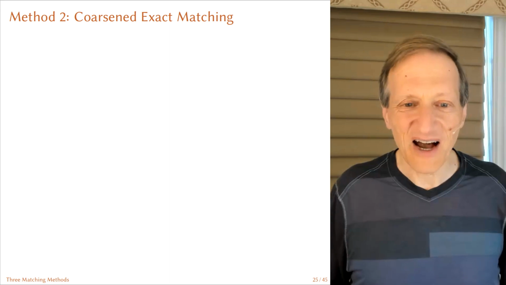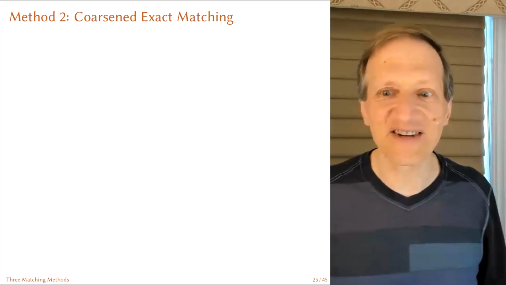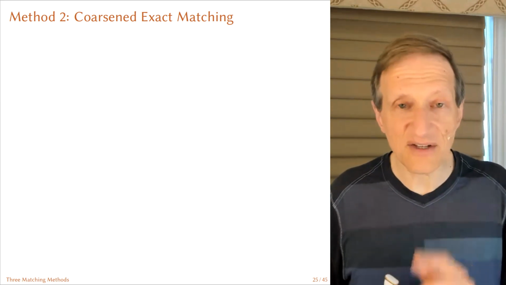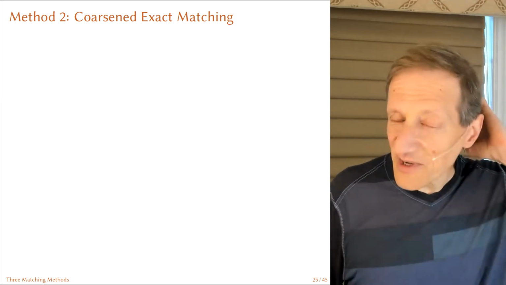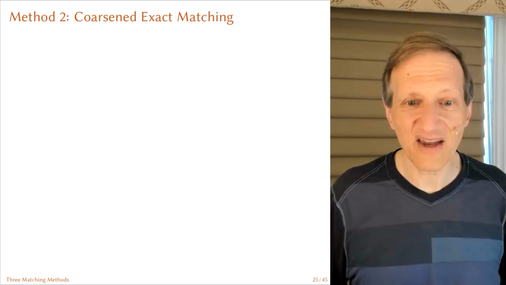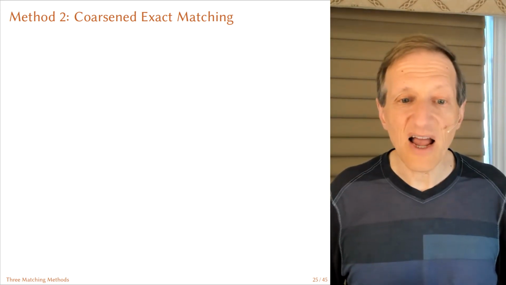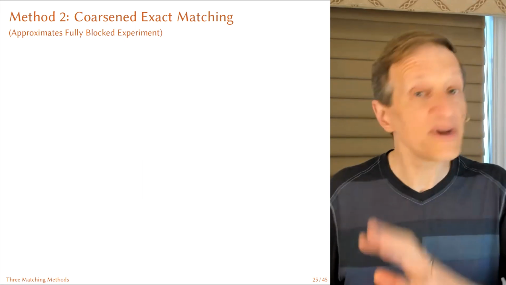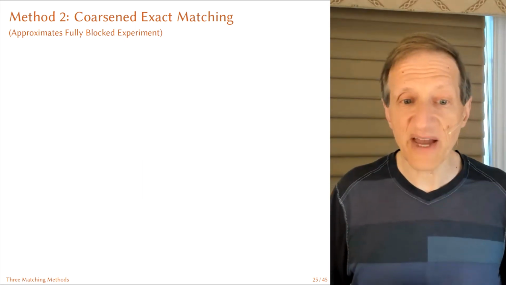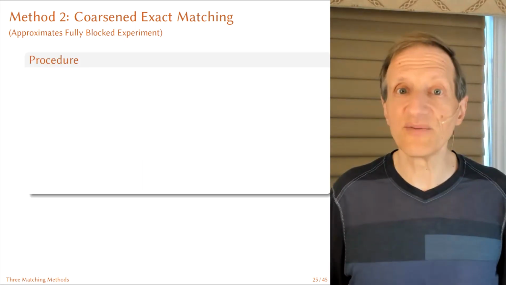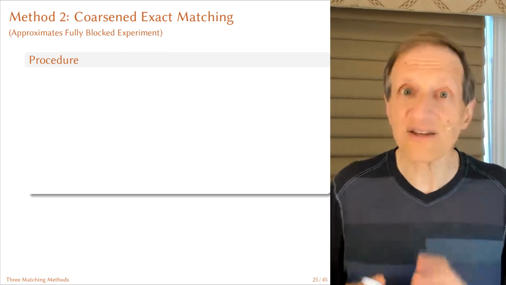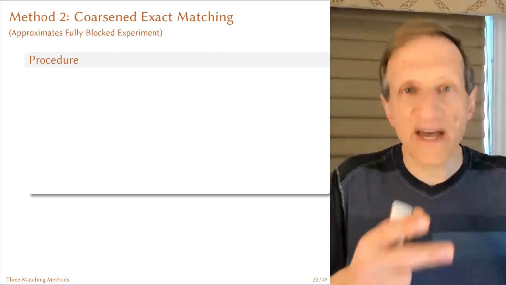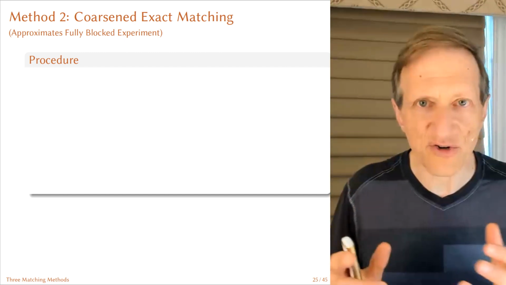Okay. Let's go to the next example. The next method is coarsened exact matching. This is the method that Stefano Iacus and Giuseppe Porro and I came up with. It also approximates a fully blocked experiment, just like Mahalanobis distance matching. I think you'll find it a little simpler and more intuitive, and it turns out to be more powerful. But Mahalanobis is still a good method. You just have to get used to the distance metric.